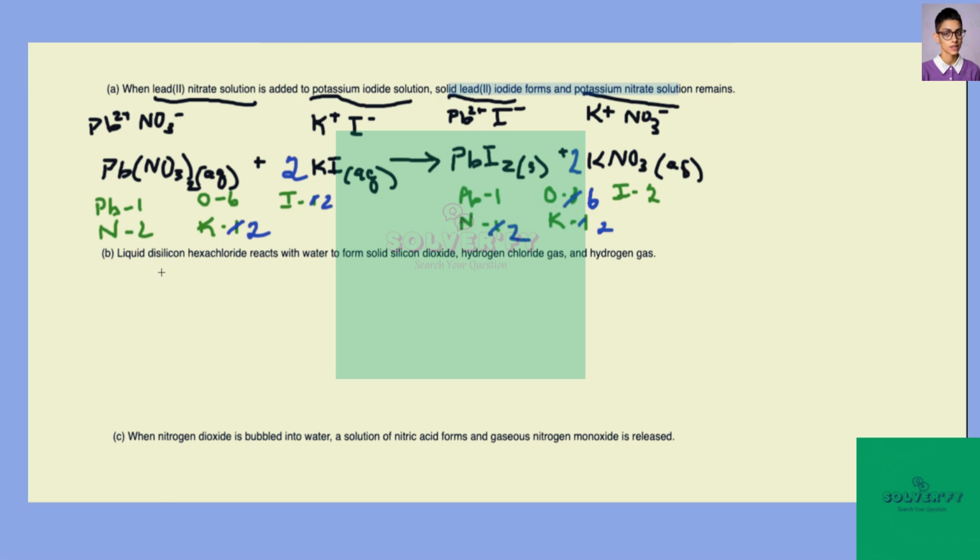Another example that uses covalent compounds instead of ionic compounds has liquid disilicon hexachloride reacting with water to form silicon dioxide, hydrogen chloride gas, and hydrogen gas. For covalent compounds, we use the numerical prefixes.